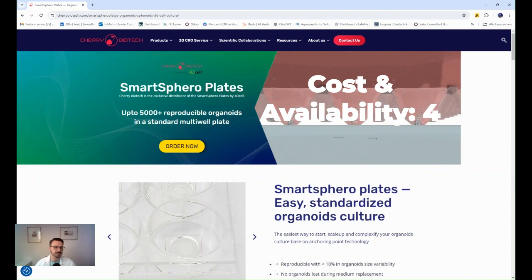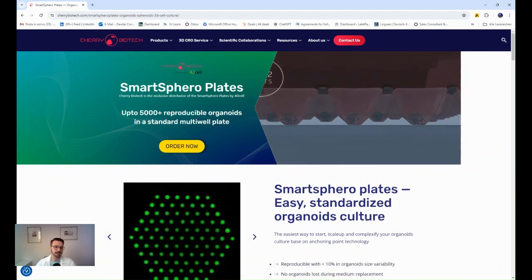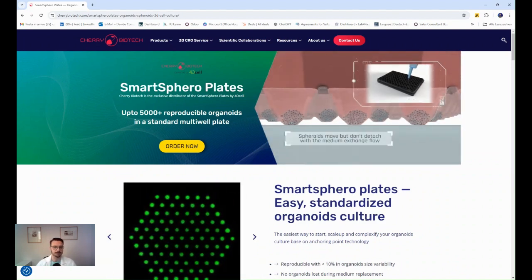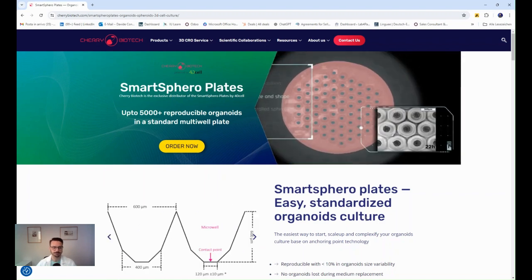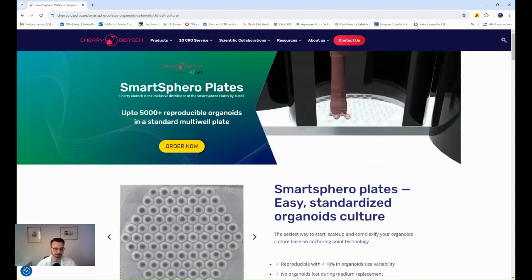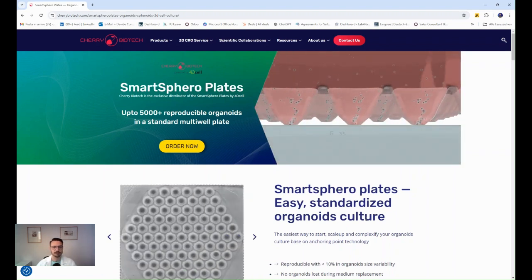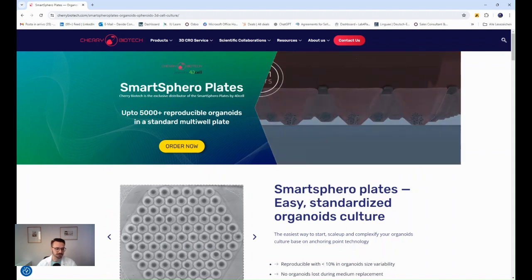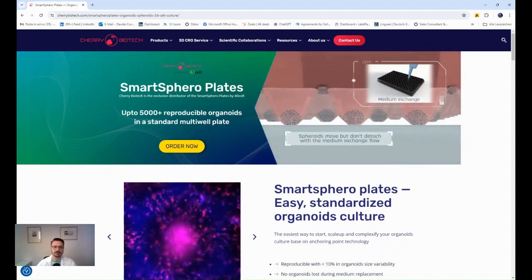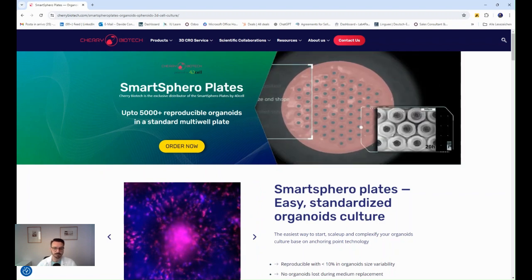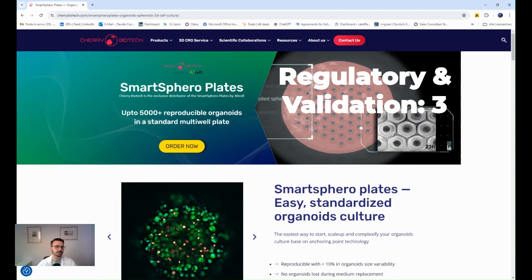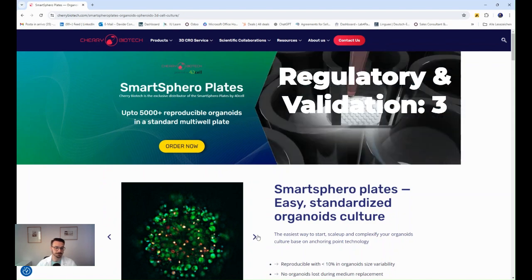And last but not least, regulatory and validation. Obviously, they've been on the market for some years, but it's also relatively little compared to other competitors. On the regulatory side, they do not have any system that is particularly validated with OECD or other kind of regulations. So for this, they will get a good 3.